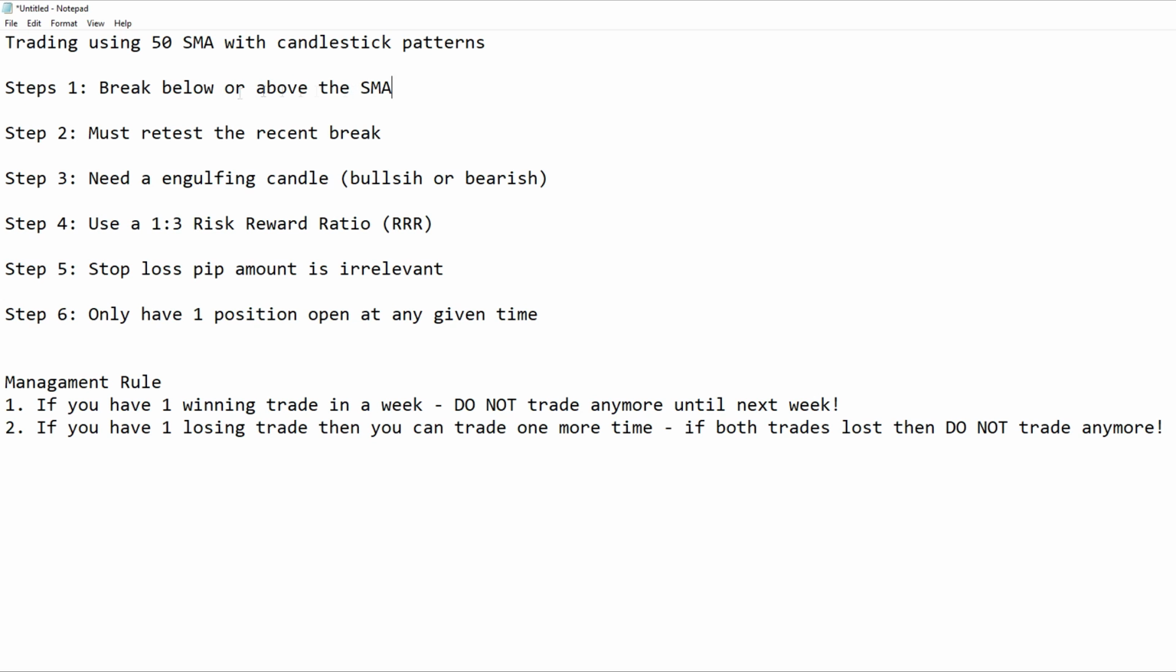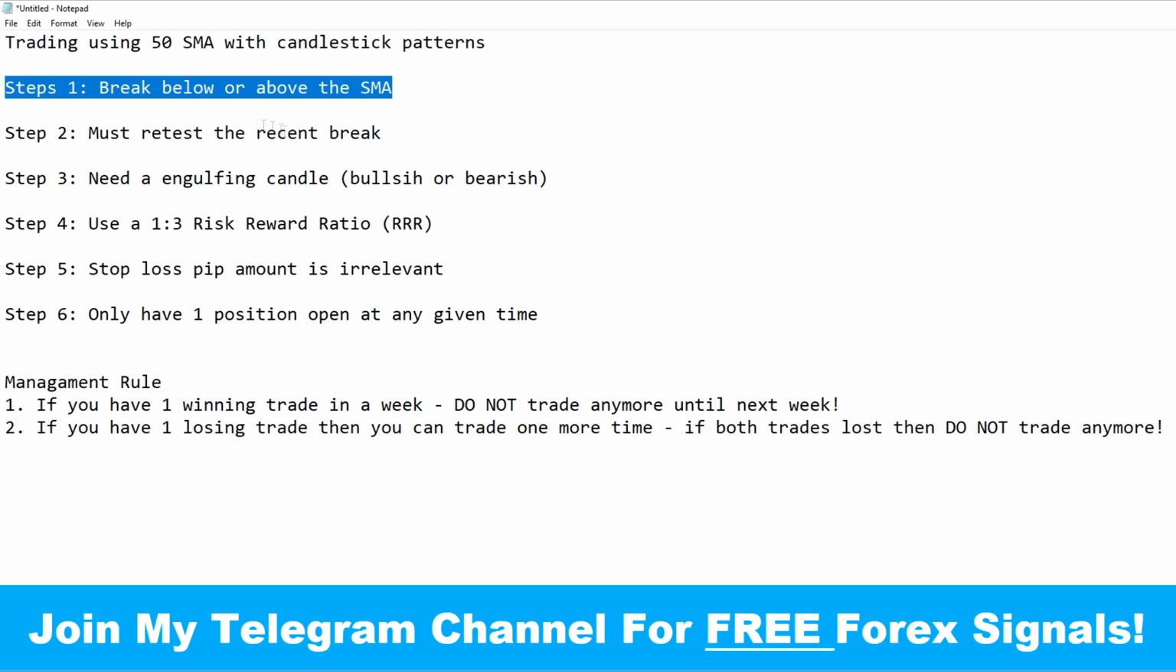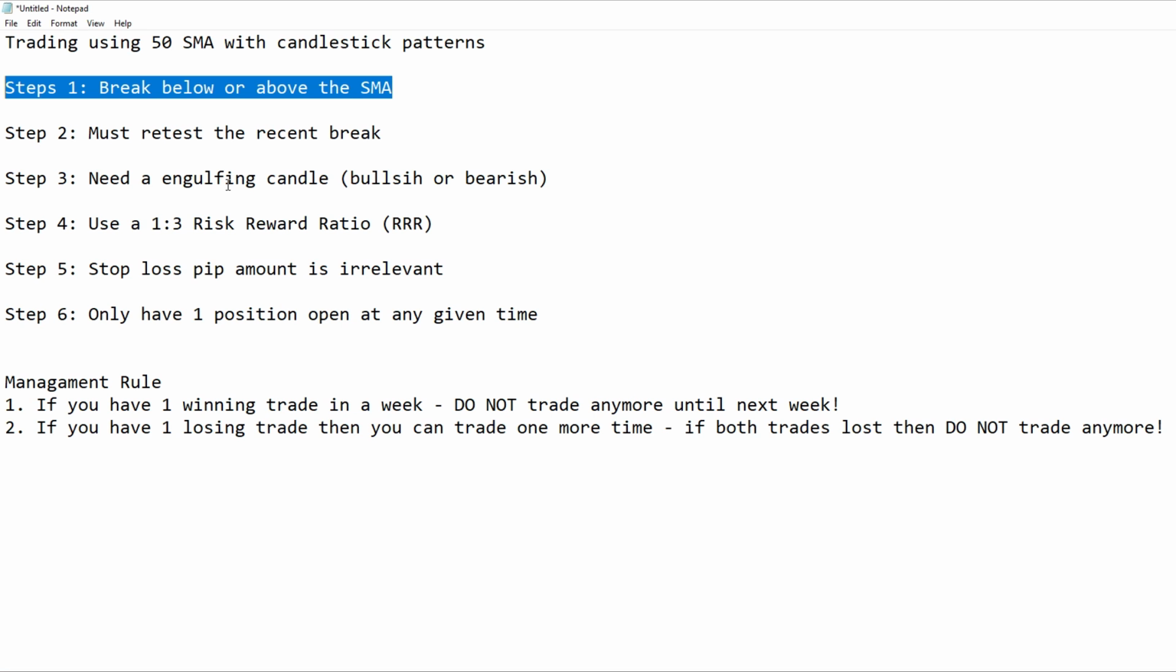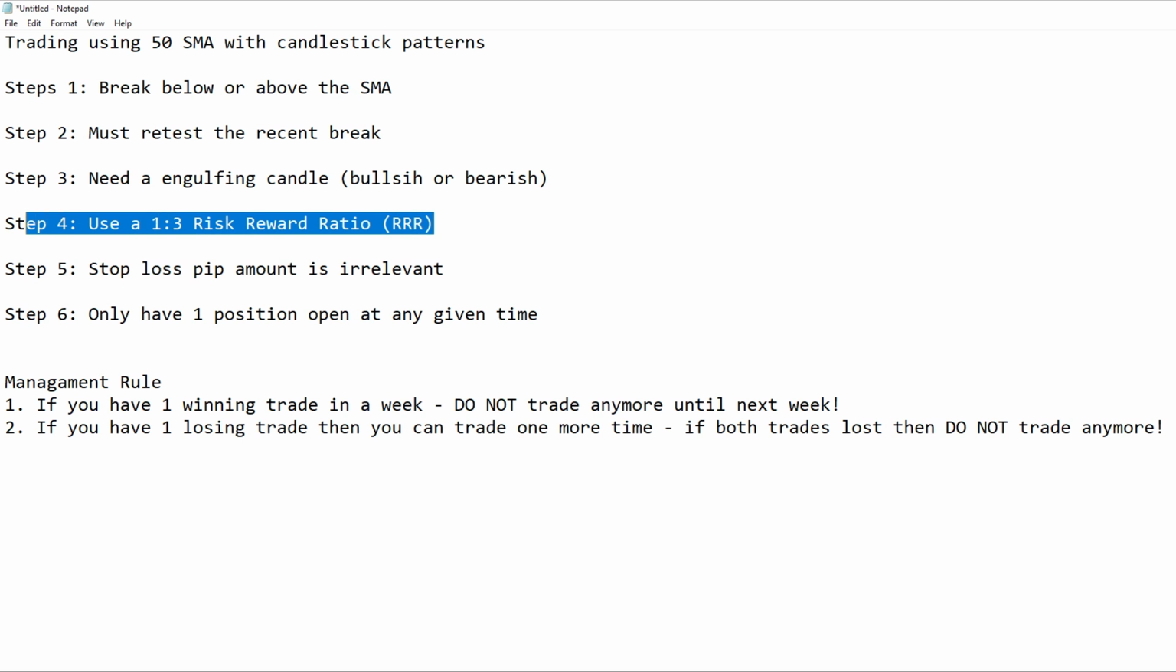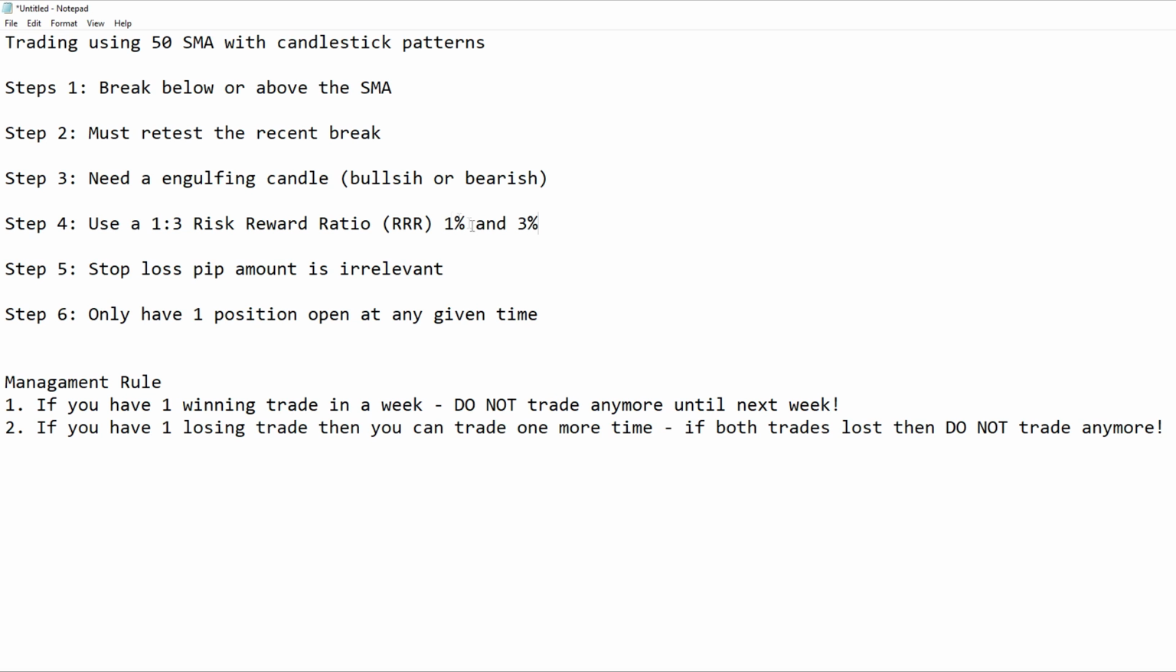Step 1, we need to wait for a break below or above the 50 SMA. Step 2, we must have a retest of the recent break. Step 3, we need an engulfing candle, whether it's bullish or bearish, to confirm the move to the upside or to the downside. Step 4, we need to use a 1 to 3 risk to reward ratio. This is very important, guys. What this means, you risk, let's say 1%, and you want to make 3%. It's very important if you want to have a profitable trading journey overall.